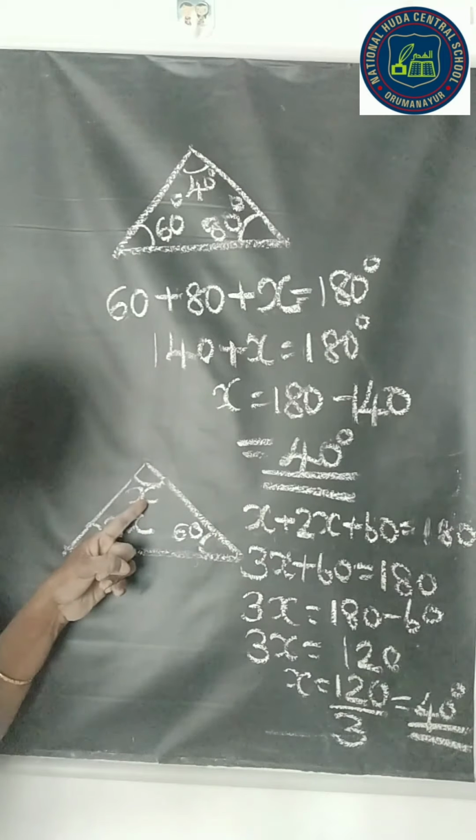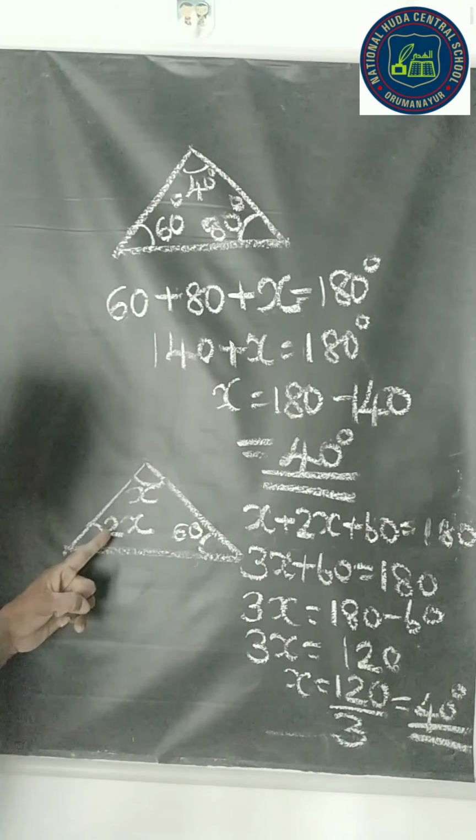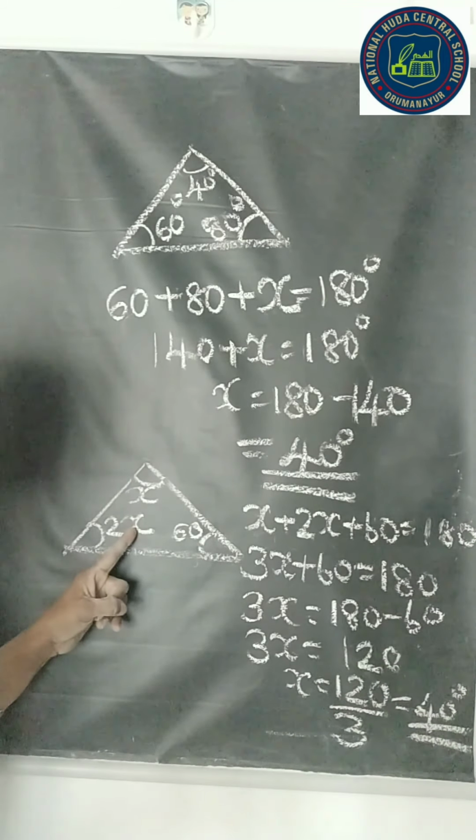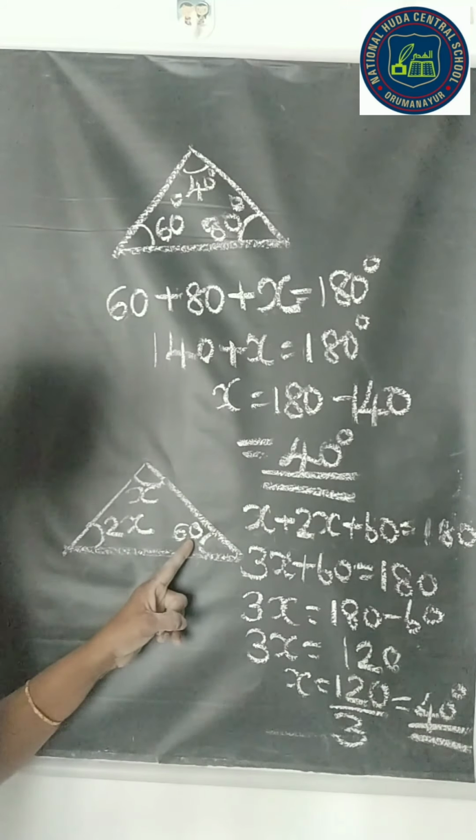So, this angle will be 40. This angle will be 2 into 40, which is 80. And this angle is already given as 60 degrees.